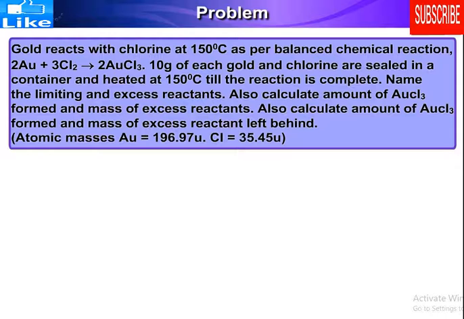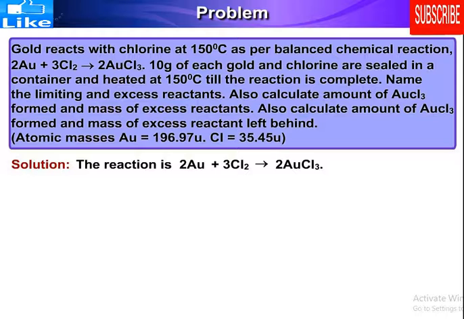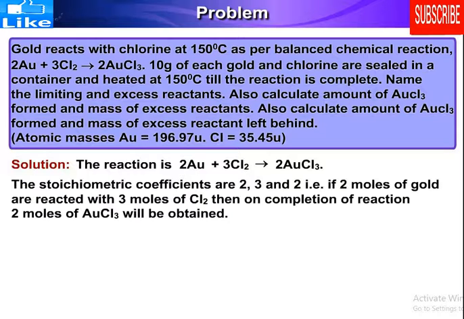Atomic masses: Au is equal to 196.97 u, Cl is equal to 35.45 u. Solution. The reaction is 2Au plus 3Cl2 gives 2AuCl3. The stoichiometric coefficients are 2, 3, and 2. That is, if 2 moles of gold are reacted with 3 moles of Cl2, then on completion of the reaction, 2 moles of AuCl3 will be obtained.